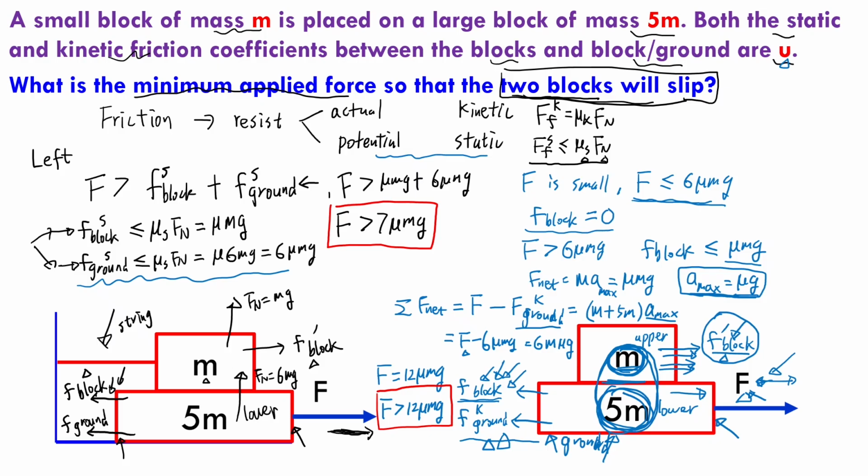We can also rationalize why the right system has a much larger force. It's very easy to understand because on the left there is a string to pull. This upper block on the left system cannot catch up with this lower block. But for the right system, because there's no string, the static friction force between these two blocks is able to let them move with the maximum acceleration as large as mu g.